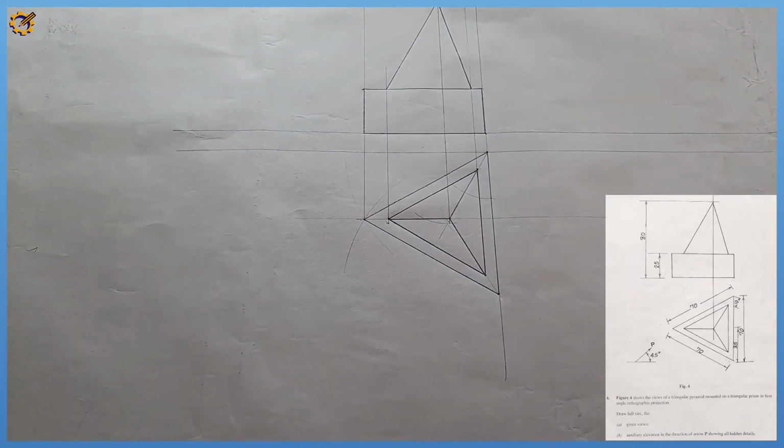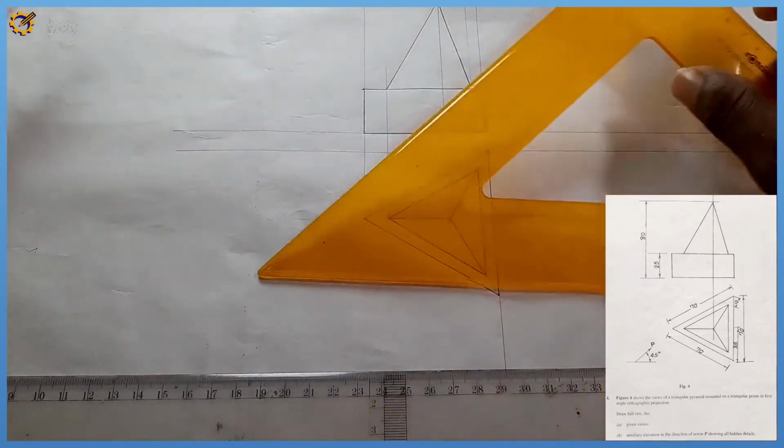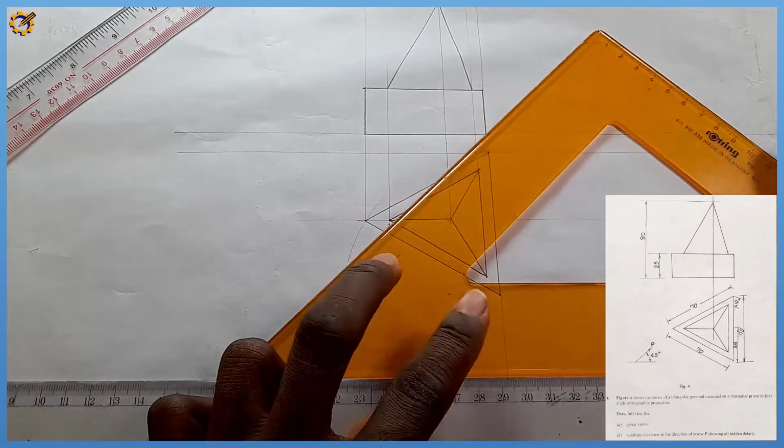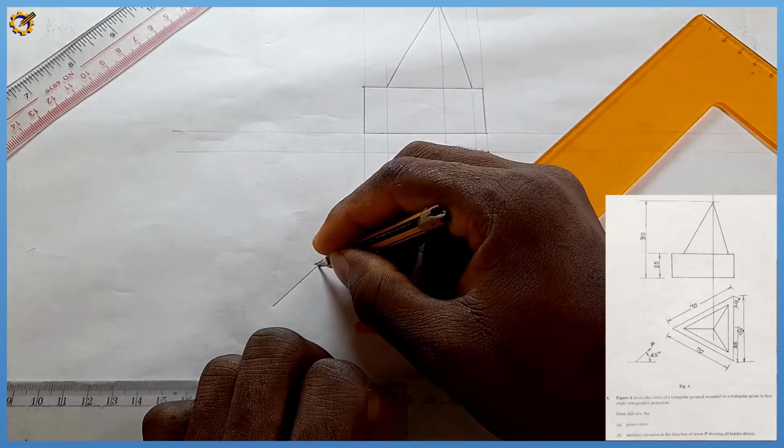So now we were asked to produce problem number 2, the auxiliary elevation looking in the direction of ROP, and our ROP is at 45 degrees to the horizontal plane.